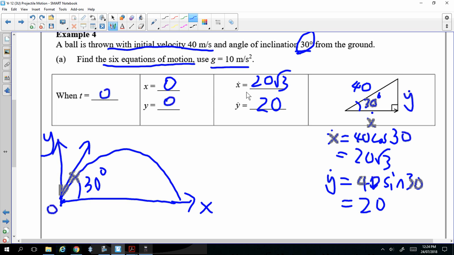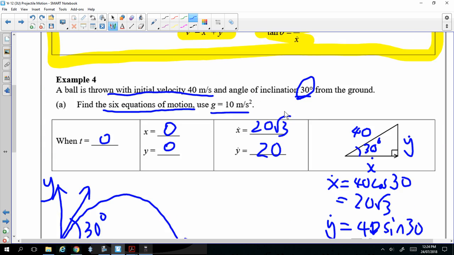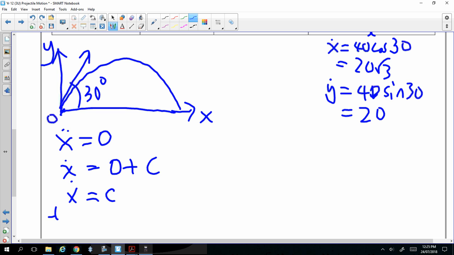Okay, let's start now. Let's recap. Remember, every time you start with these two. Always start with these two. So let's start with x double dot. x double dot equals 0. That's your first step. Then we integrate x double dot. When you integrate 0 you get 0, but you have to add a c. Does that make sense? You integrate 0 and get 0, but you get an extra c. Now, how do I find c? You look at when t equals 0. At t equals 0, what's x dot? 20 root 3. So x dot equals 20 root 3.